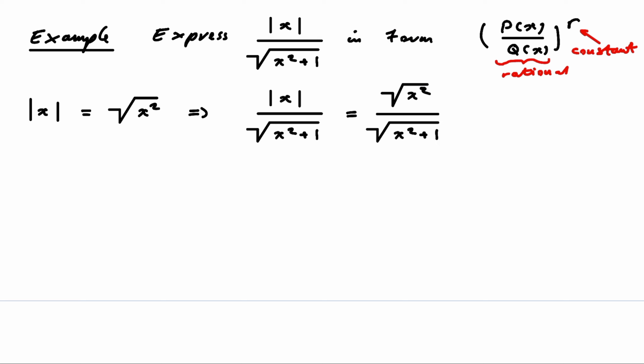And this looks nice to me, right? Because now what do I have? Well, this feels very similar to one of my properties of exponents. Namely, if I take a quotient of the same radical of two things, then I can bring the bases together. So this is equal to the square root, everything's positive, so I don't need to worry about anything, thankfully, of x squared divided by x squared plus 1, all inside the square root.